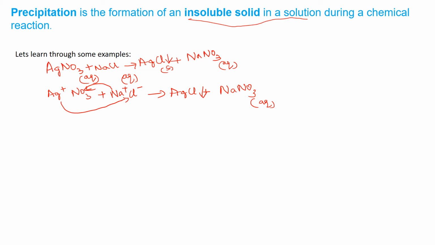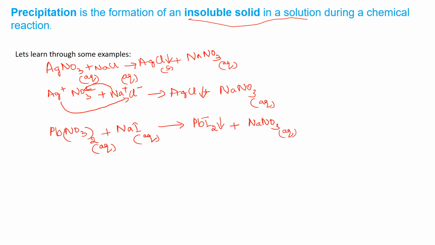Now the next example is lead nitrate combining with sodium iodide. Let us write the formula for lead nitrate. What is that? Pb(NO3)2 plus sodium iodide, NaI. These both are aqueous solutions. So lead nitrate combines with sodium iodide solution to form lead iodide, that is PbI2, which is a precipitate, and sodium nitrate will be formed. This sodium nitrate is in solution, so aqueous, and this is a solid.